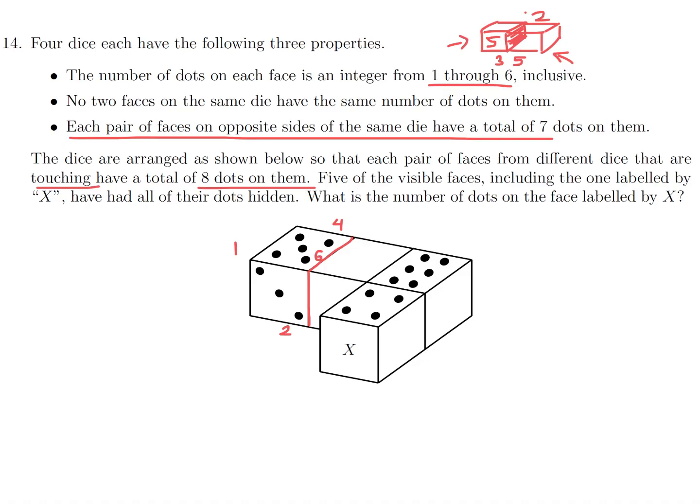Got it? Okay. So then now we turn our attention to the middle dice. This has to be a 2 because remember, the touching faces have to add up to 8, and 6 plus 2 is 8. Okay. Then what? Then we have a whole bunch of choices here.